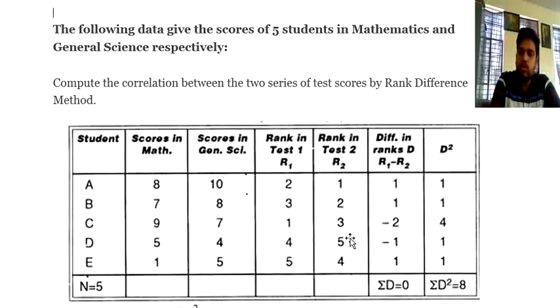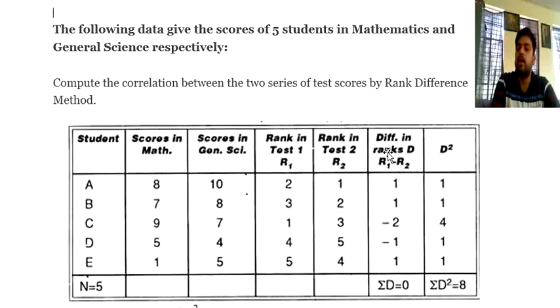So for test 2 also you have to write the rank. The person who will get the maximum marks will be on the first rank. The person who got less than that will be on the second rank. The person who got less than the second rank will be on the third rank. So in this way you have to find the rank for both tests.